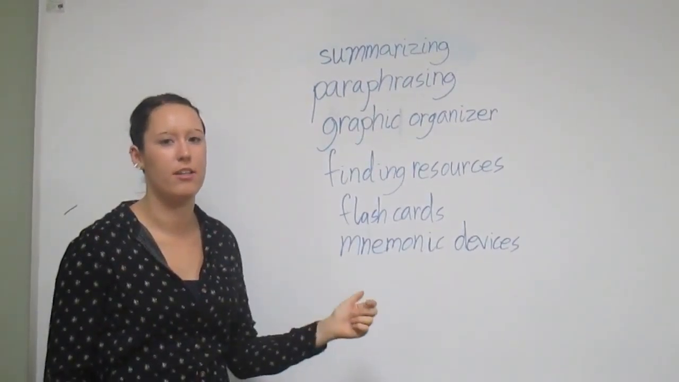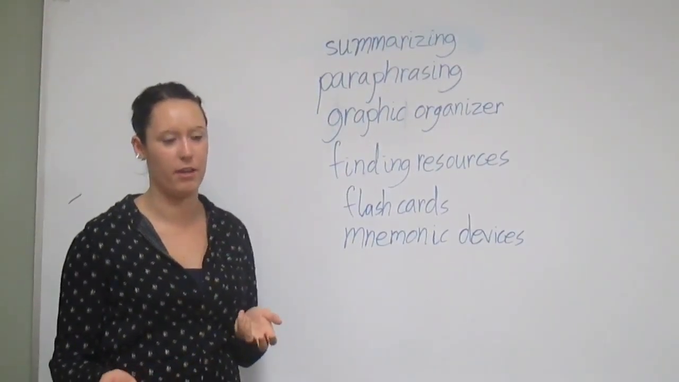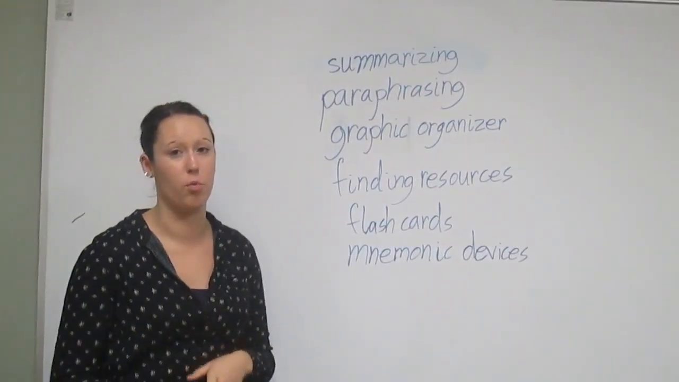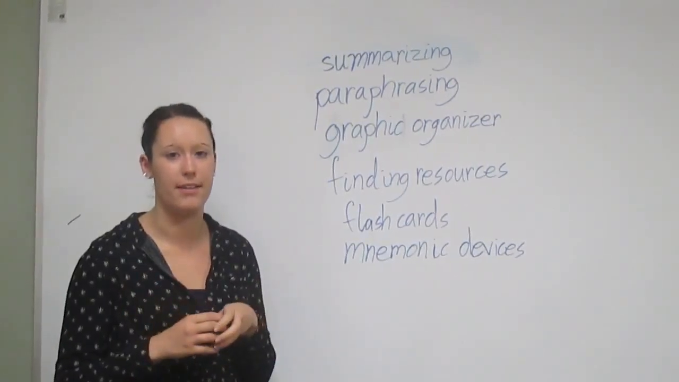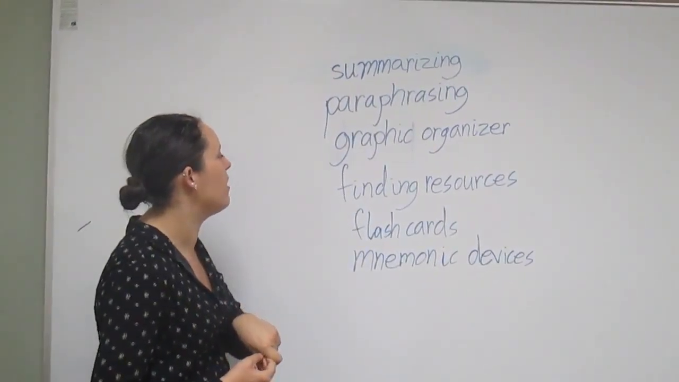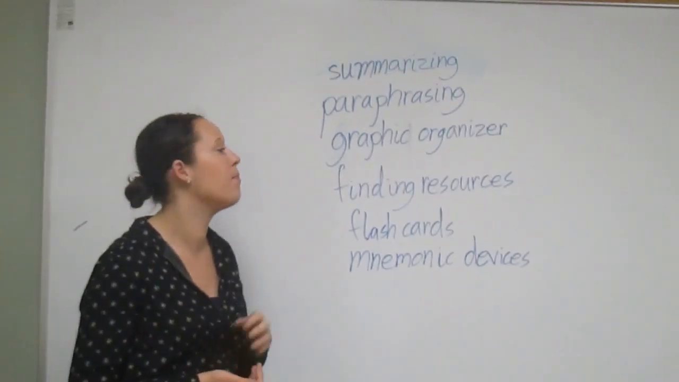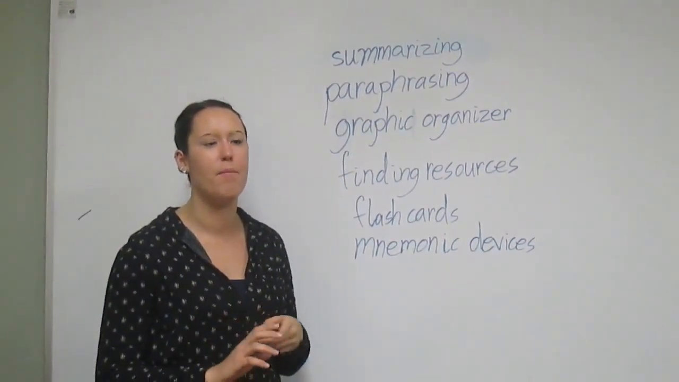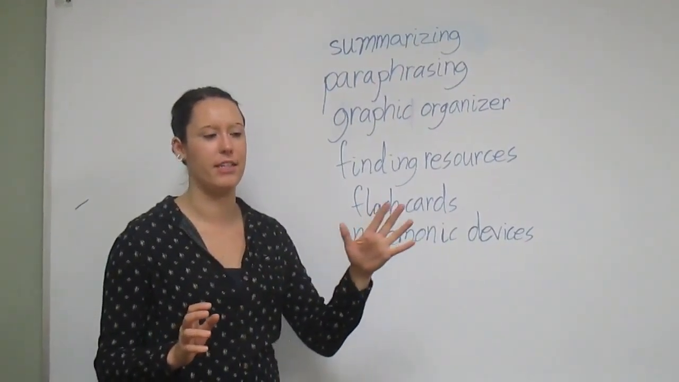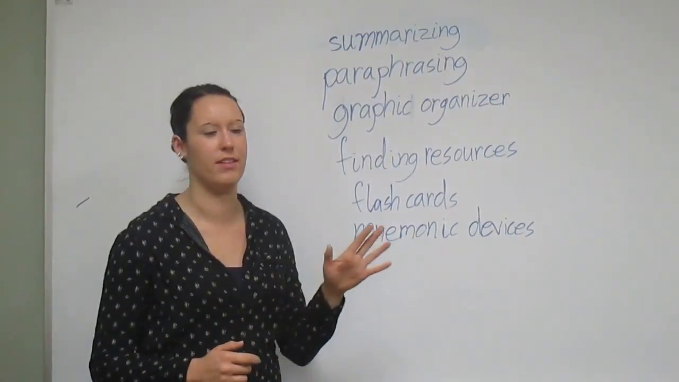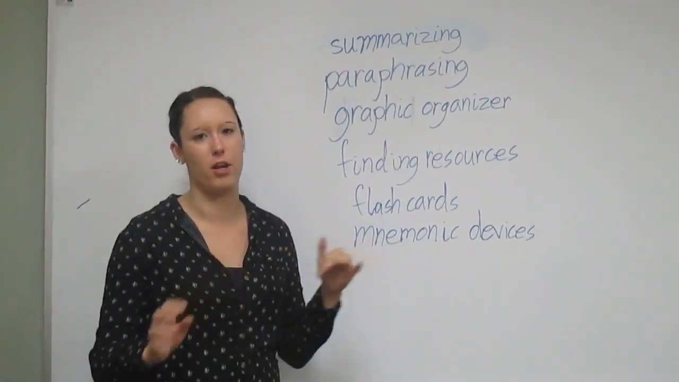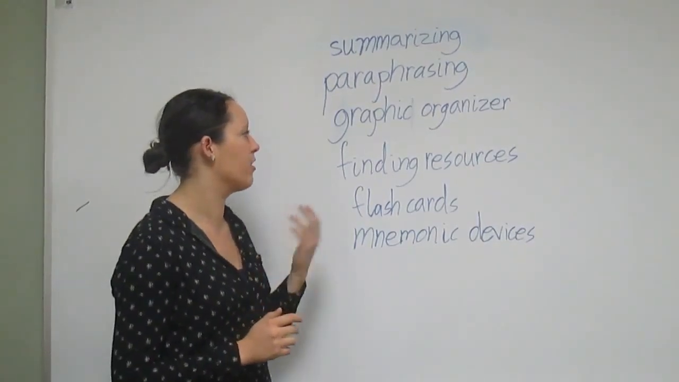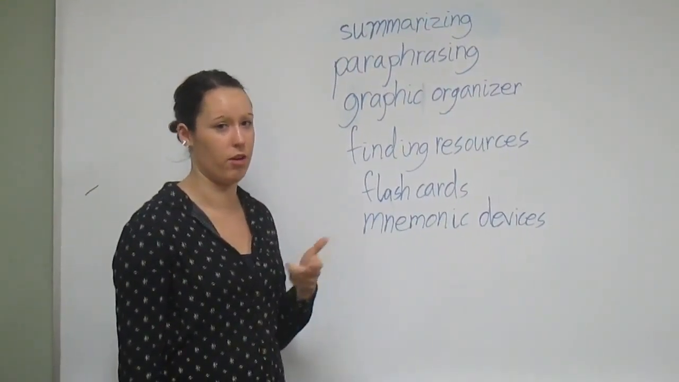Some of the examples that we're going to talk about: summarizing and paraphrasing is teaching students not to just copy from the book, and when they're taking notes, not to copy it word for word, but to put it in their own words and summarize it into shorter, concise statements to help them easily study and remember it. Then we have graphic organizers, which is like a web or a chart where they can see all the connections between the information, whether it's steps or different parts of one piece of information, so that they can understand it and easily study for it.